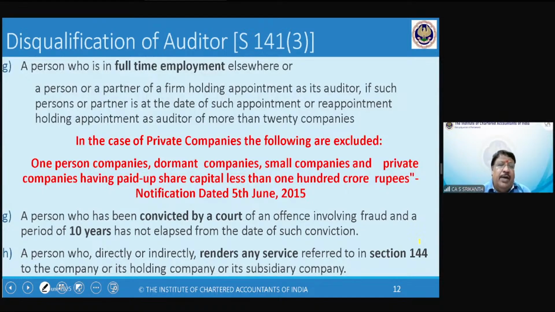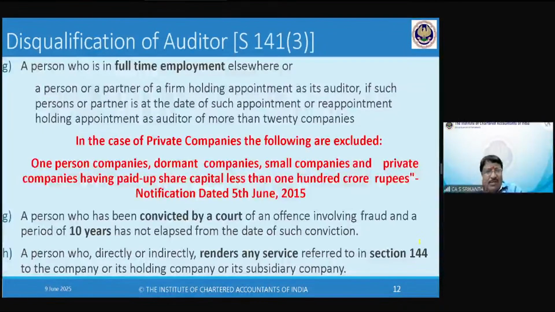A person who directly or indirectly renders any service referred to in section 144, we already saw now. So if you are rendering any service of 144, you are disqualified. So you have a choice. Stop rendering that service, become auditor. Or render that service, don't become auditor. Remember, my dear friends, these are all disqualifications. We are considering the appointment of that person. He should not be suffering from these disqualifications. So if a firm of CAs is already rendering a service referred to in 144, they cannot be appointed as auditor.